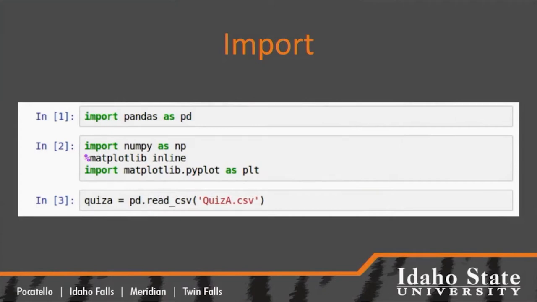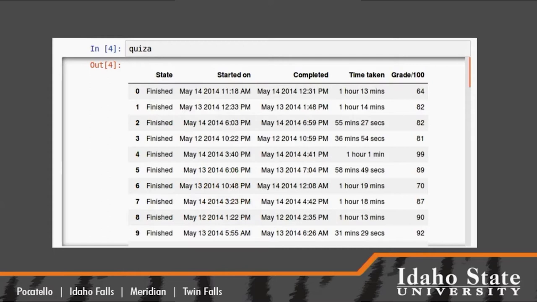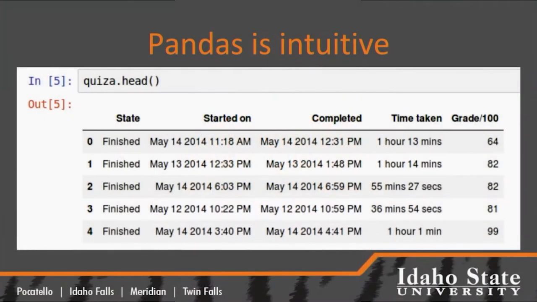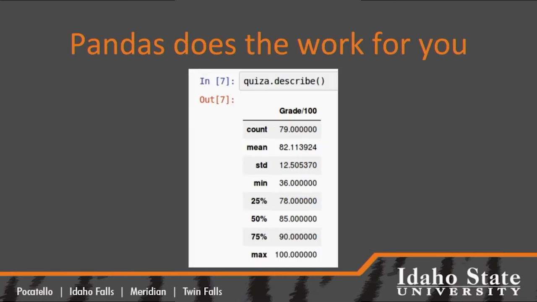It's that easy. And then if I were to look at what quiz A actually is, I've cleaned this up a little bit, because when you download the data, you get name and email and other things in there. And you don't want to be sharing that with everyone. So I've cleaned that stuff up. It's very easy to do. Pandas is intuitive. After I get it loaded, I can just use quiz A head to see that, oh yes, things imported correctly, and I don't have student names.